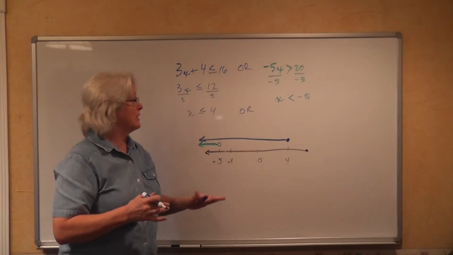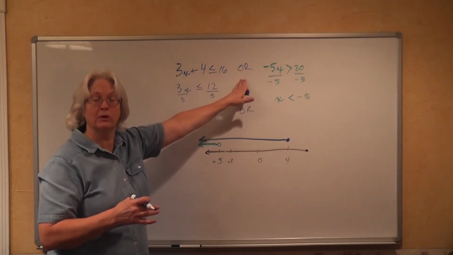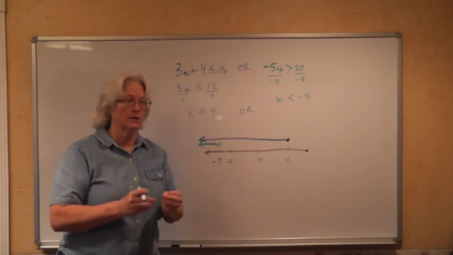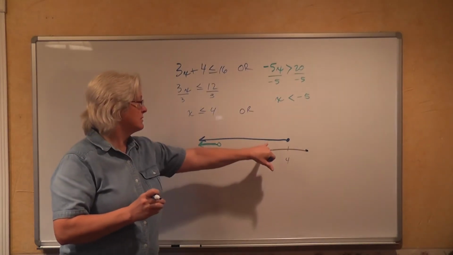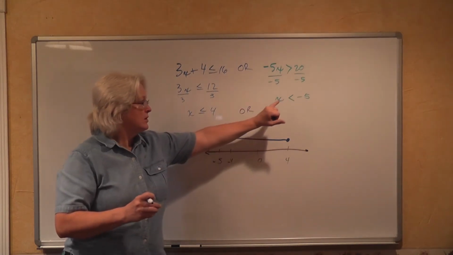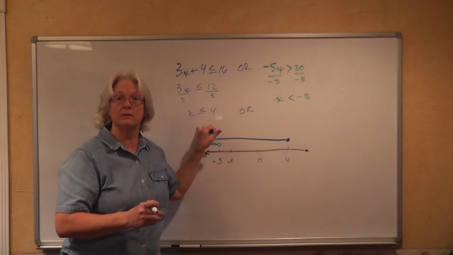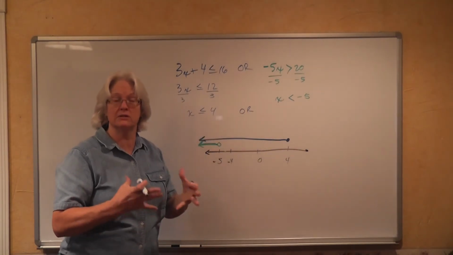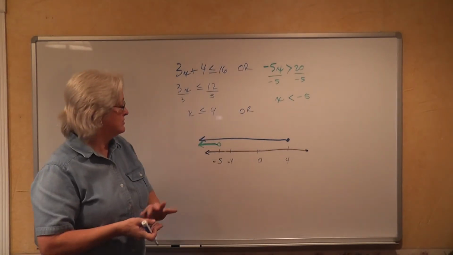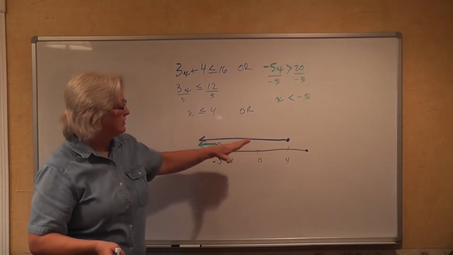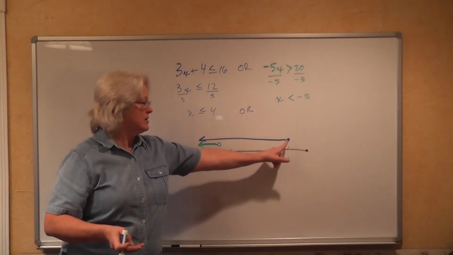Now I have to evaluate it. I have to remember that I'm looking for or. Or is union. Or means as long as your solution fulfills one of these conditions, one of these inequalities, it's a part of the solution. We're not looking for intersection where you only have overlap. We're looking for the largest possible.